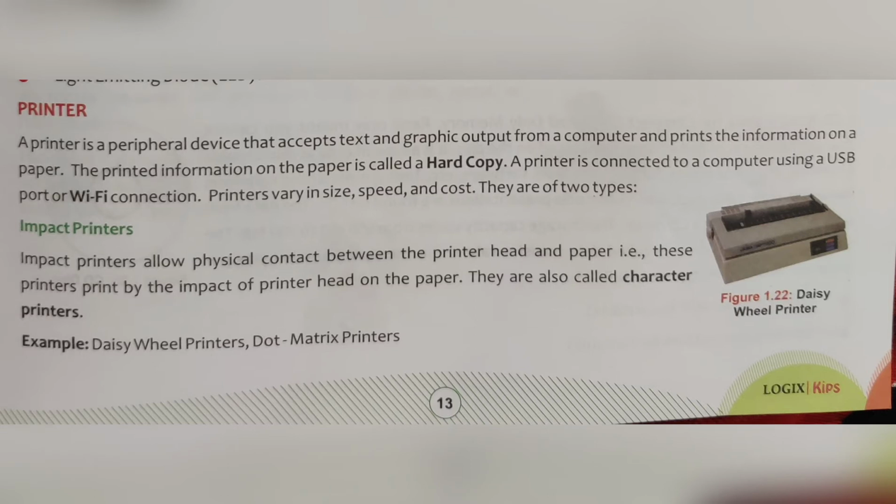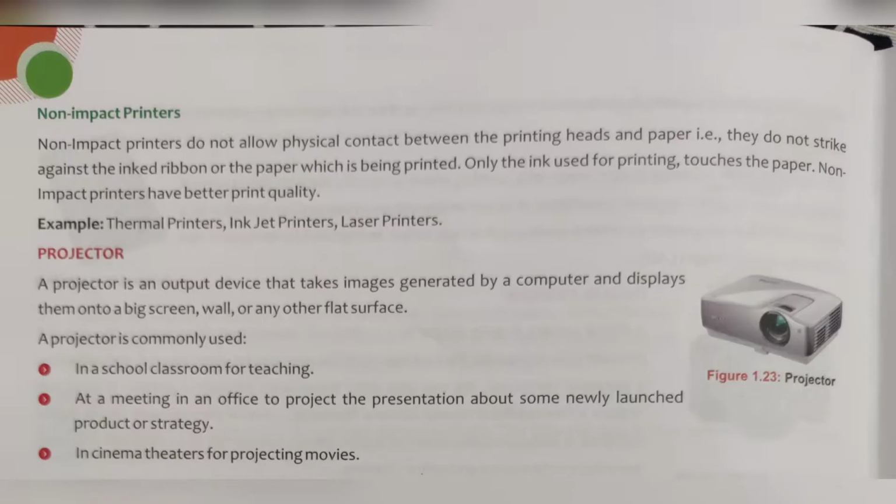They are of two types. Impact printers. Impact printers allow physical contact between the printer head and the paper. That is, these printers print by the impact of the printer head on the paper. We can print on the paper with the help of the printer head with contact. They are also called character printers. For example, daisy wheel printer or dot matrix printer.